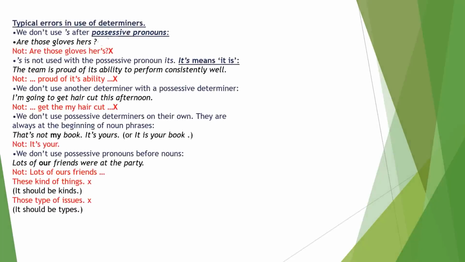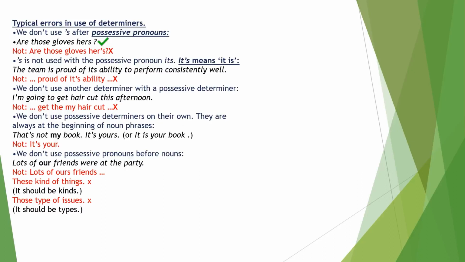Some of the typical errors we find in the use of determiners are given below. We don't use apostrophe s after possessive pronouns. Are those globes hers? This is the right sentence. Well, this is not right, the one marked in red color: Are those globes her's? Apostrophe is not used with the possessive pronouns. It's, with an apostrophe s, means it is.